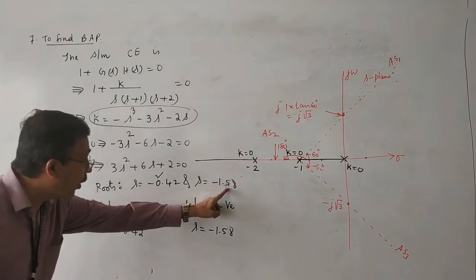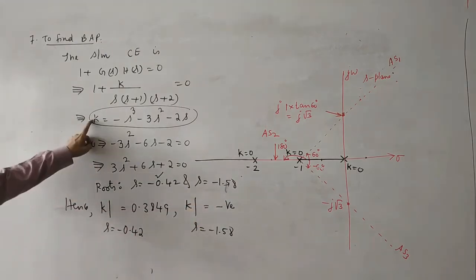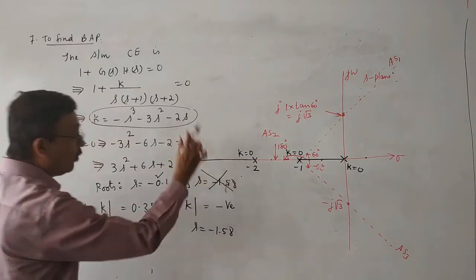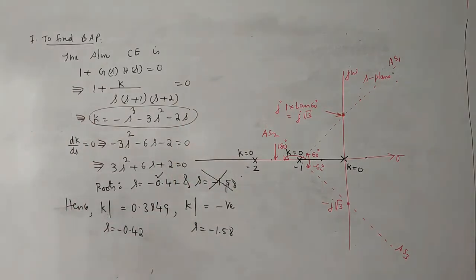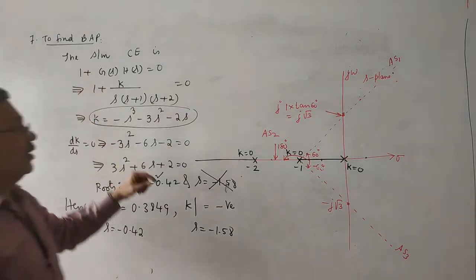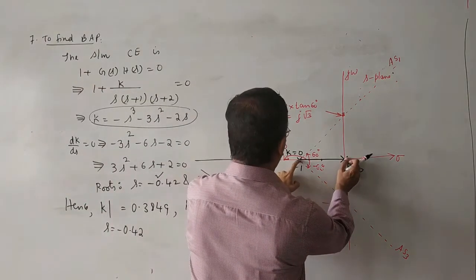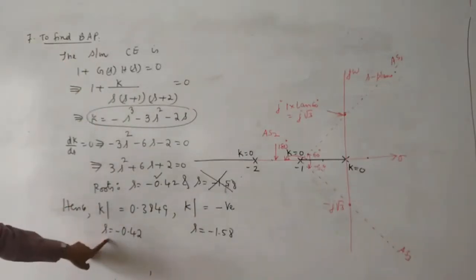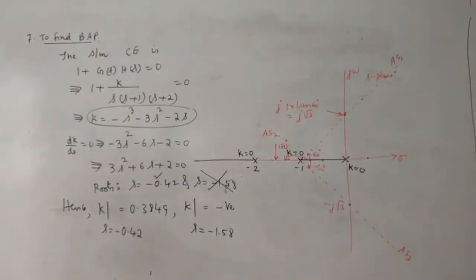At s equal to minus 1.58, the value of k works out to be negative. Therefore, minus 1.58 fails to be a breakaway point. So, as we conjectured earlier, the breakaway point will come between 0 and minus 1. And in this case, we have found analytically that the breakaway point is s is equal to minus 0.42.